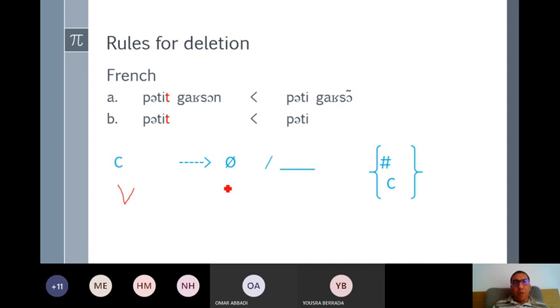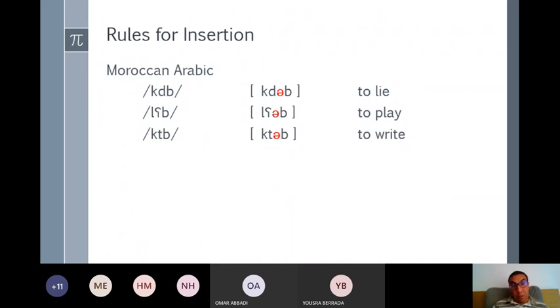And inversely, when we want to formalize the rules for insertion, we also use the null symbol. Remember the insertion of the shva in Moroccan Arabic to break the cluster of three consonants. So to formalize this rule, we use the null symbol to insert a shva in order to break a cluster of three consonants. All right, so that's how we formalize rules for insertion.